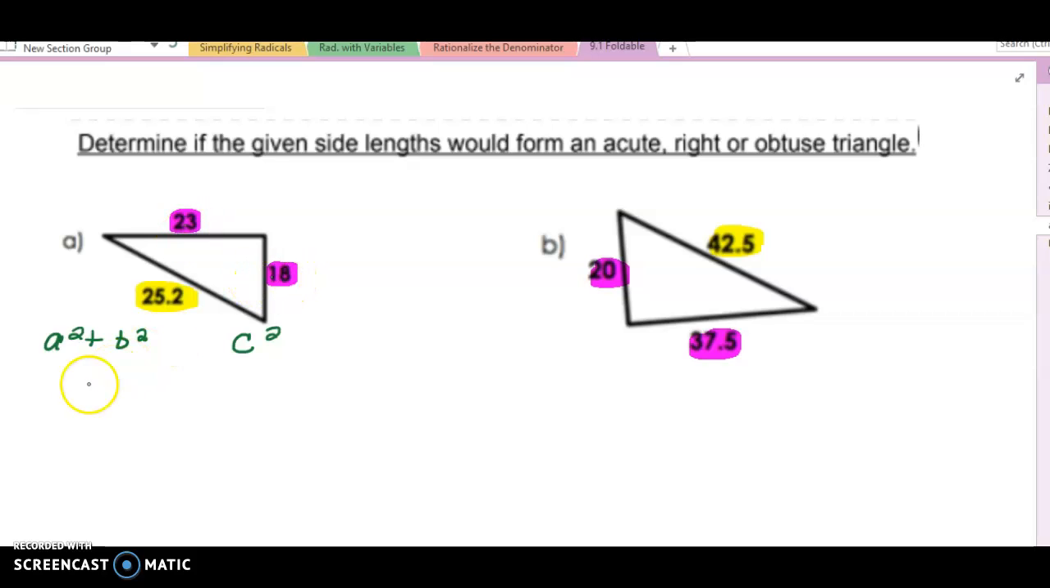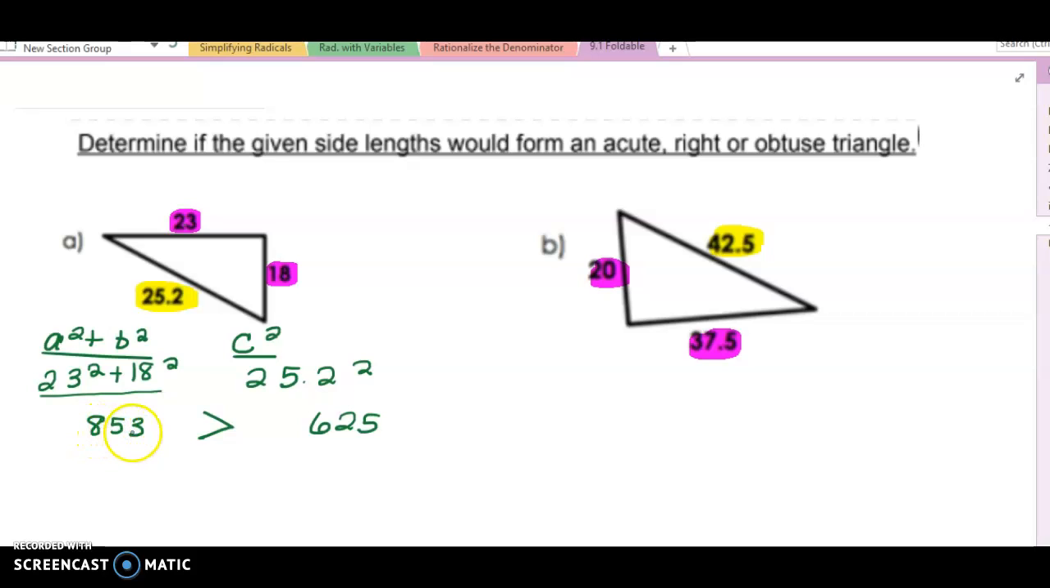Okay, so a squared plus b squared would be 23 squared plus 18 squared, and my c squared would be 25.2 squared. Okay, now I'm just going to put this into my calculator. 23 squared plus 18 squared gives me 853. 25.2 squared gives me 625. Well, 625 is smaller than 853, or you can say 853 is greater than 625. So my a squared plus b squared is greater than c squared.